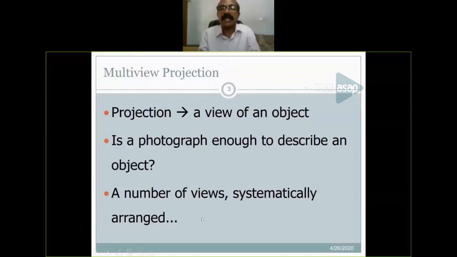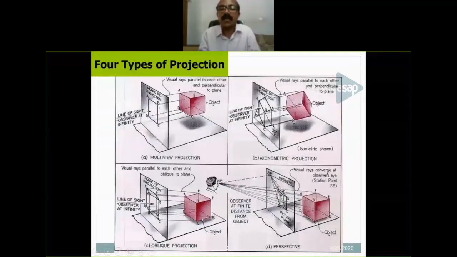Similarly, the other type is perspective projection. So these are the four types of projections. It's a general classification. Axonometric projection means isometric projection. Similarly, in the case of perspective projection, the observer is at a finite distance from the object.